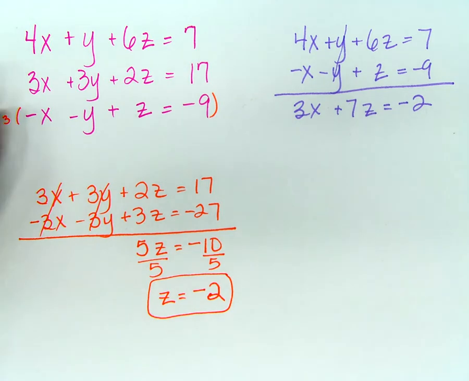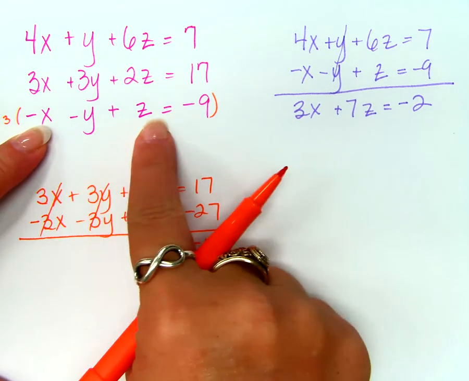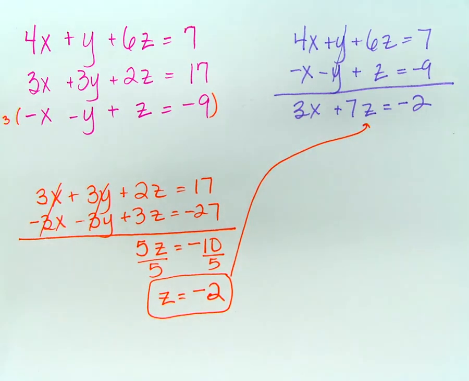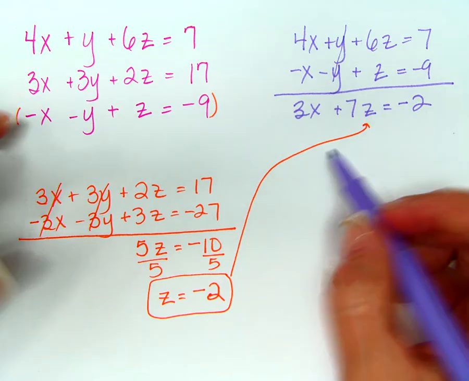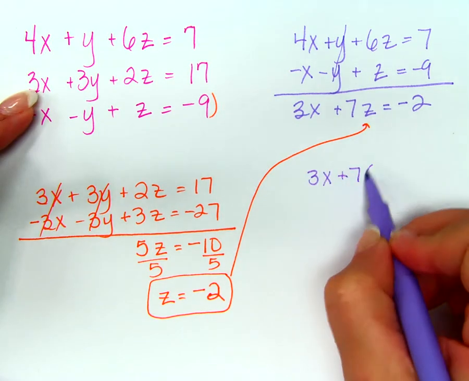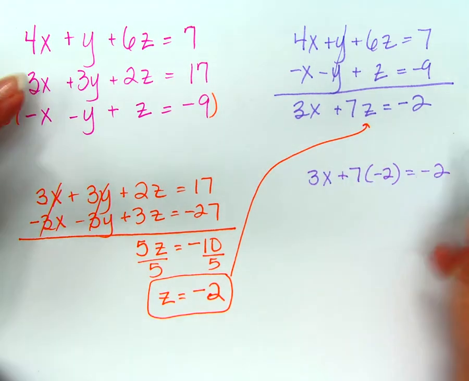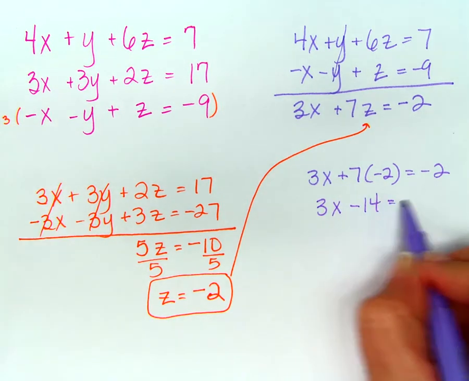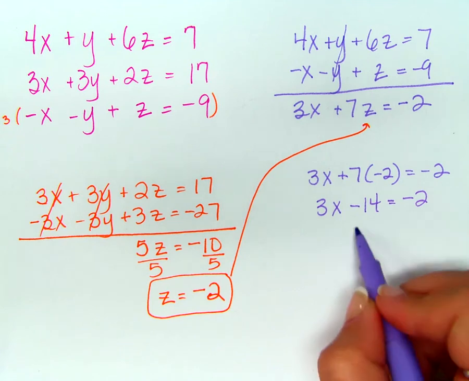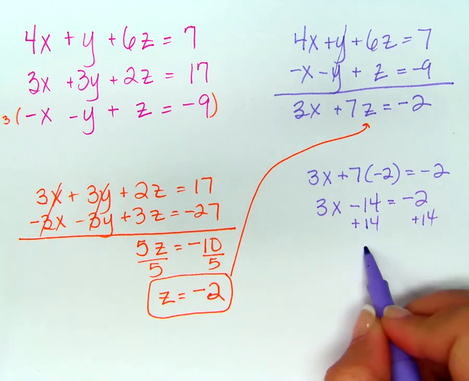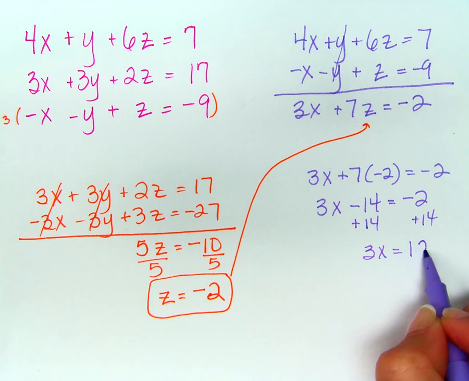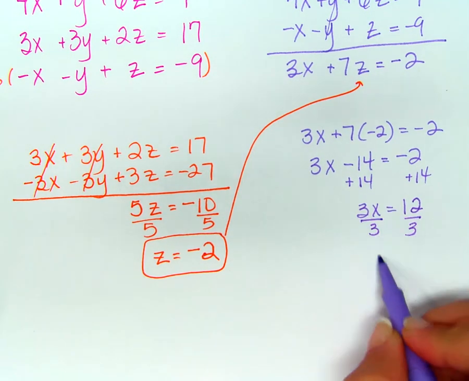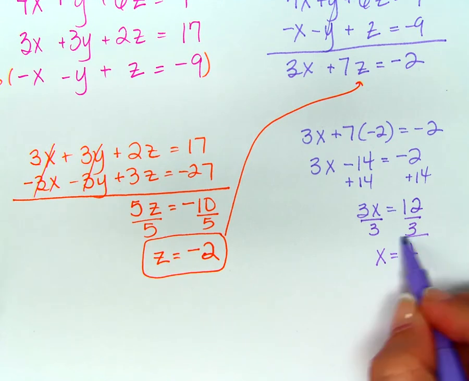Right here? Oh, okay, right here. So if I take that and put it right there, what I get then is 3x plus 7 times negative 2 equals negative 2. Yep. 3x minus 14 equals negative 2. Add 14 to both sides. 3x equals 12, yes. Divide both sides by 3. X equals what? Oh, that's nice.